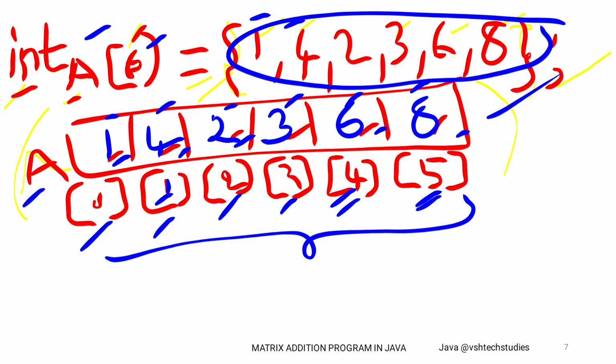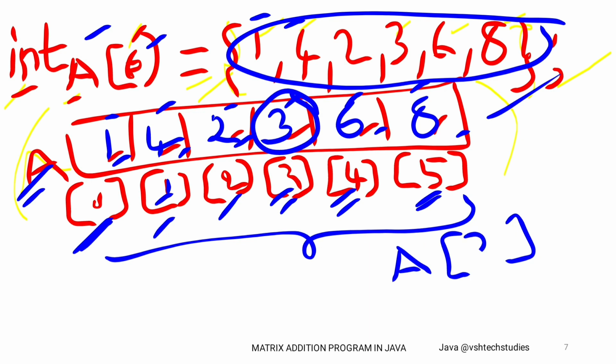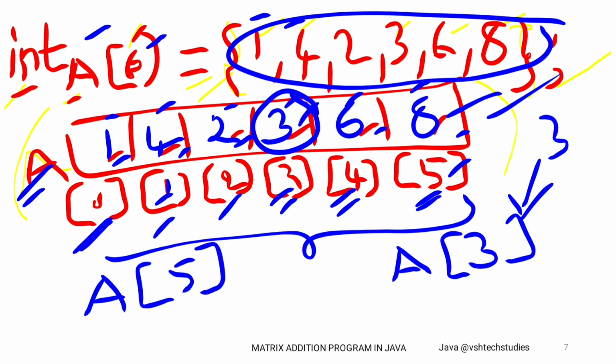A memory location is identified by array name and index. So what is this location? Array name is A. Its index is 3. So what is the value of that? 3. Okay. So what is in this memory location? That is 3. So which is this memory location? Array name A. What is its index? 5. So any memory location if you take here, that is identified by a single index. So such arrays are called single dimensional arrays.